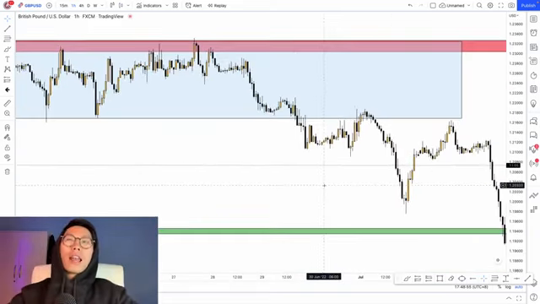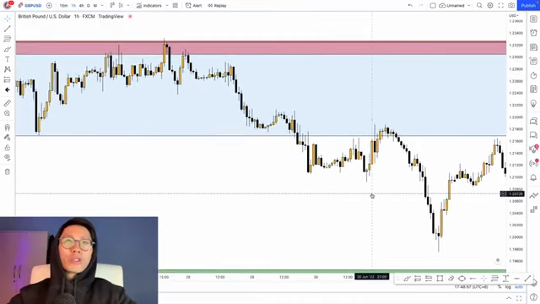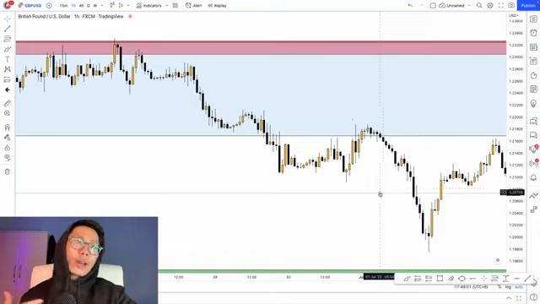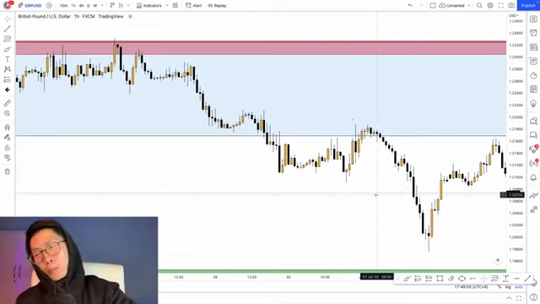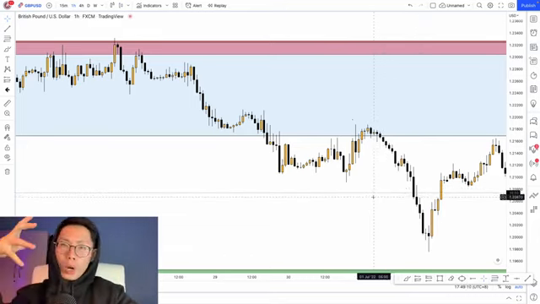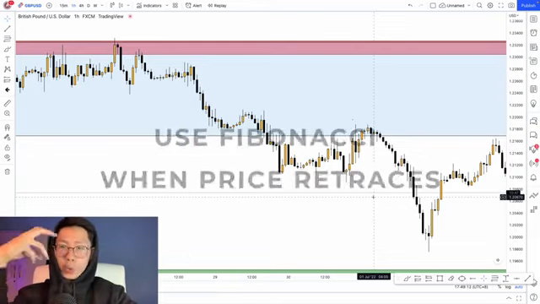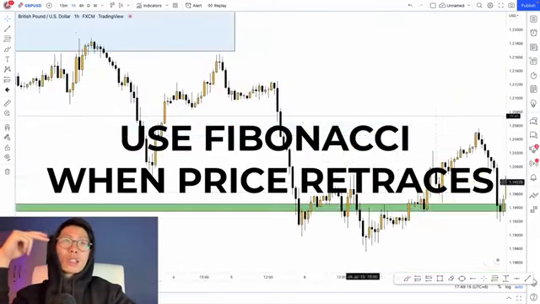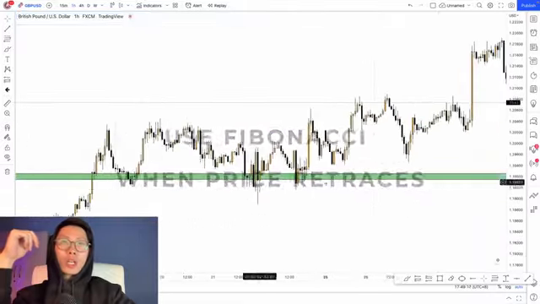So most of you guys think that Fibonacci is very complicated to use, but it's really very simple. A lot of YouTubers just like to complicate things, right? But we like to keep things as simple as possible on this channel. So when you want to pull out your Fibonacci is when price retraces. So whenever you start seeing price retrace, pull out your Fibonacci retracement tool.